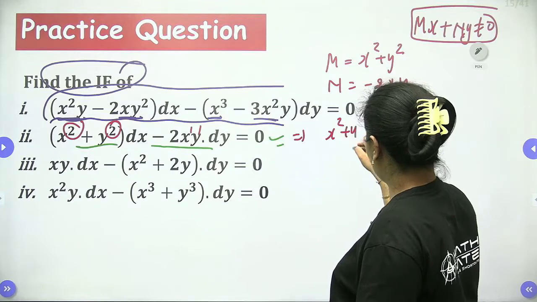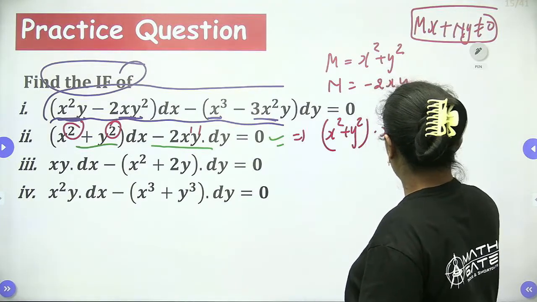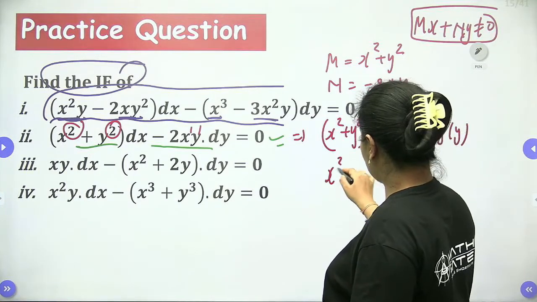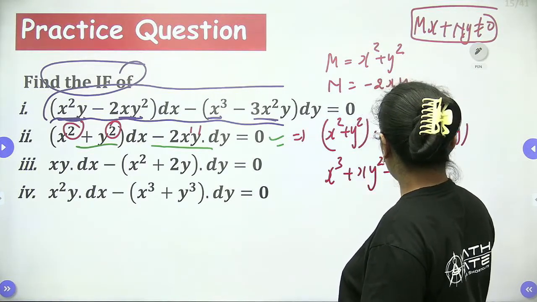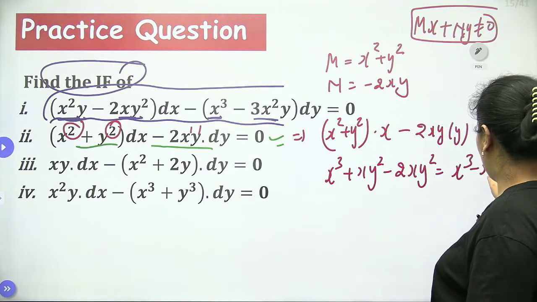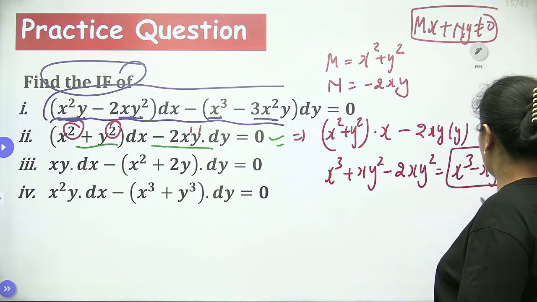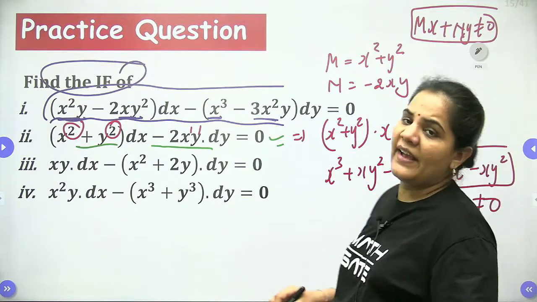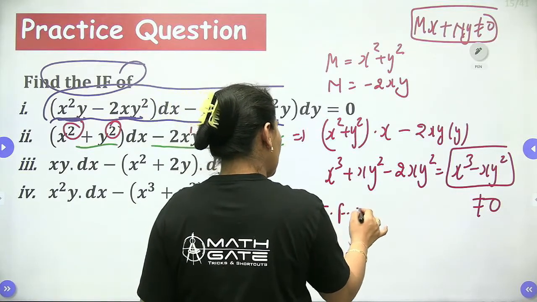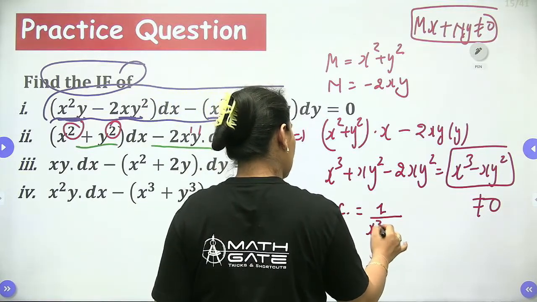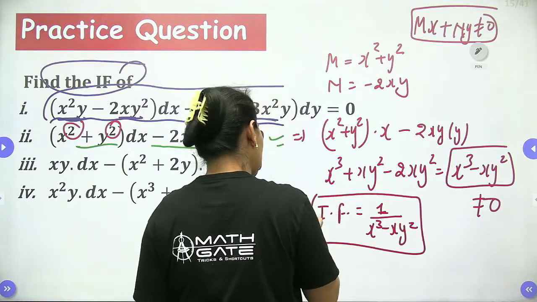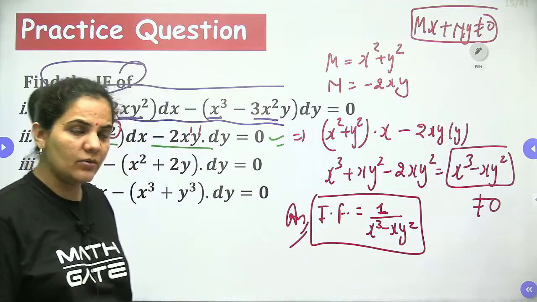It will be x square plus y square into x, minus 2xy into y. So it will be x cube plus xy square minus 2xy square. It will be x cube minus xy square, my dear students, which is not equal to 0. Hence this will be your integrating factor only. So you can conclude that your integrating factor will be 1 by x cube minus xy square only.